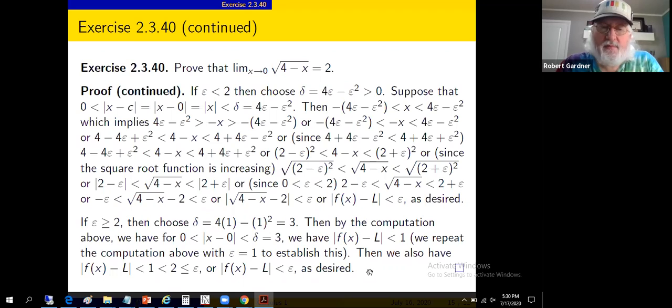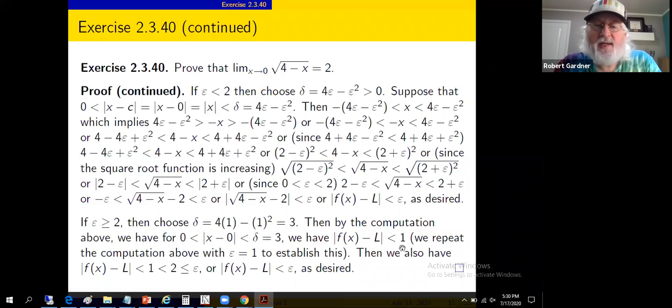But let's be mathematically moral about it. If epsilon's greater than or equal to 2, just choose delta to be 3. And that's what you'd get up here had epsilon been 1. If epsilon equals 1, and you plug that in here, you get 4 minus 1 equals 3. So here we're getting the same bound we would have had we used epsilon equals 1. The same computation going through with delta equals 3 will show that you get f of x minus L is less than 1. You've treated this as if epsilon were equal to 1. Same computation, you get less than 1.